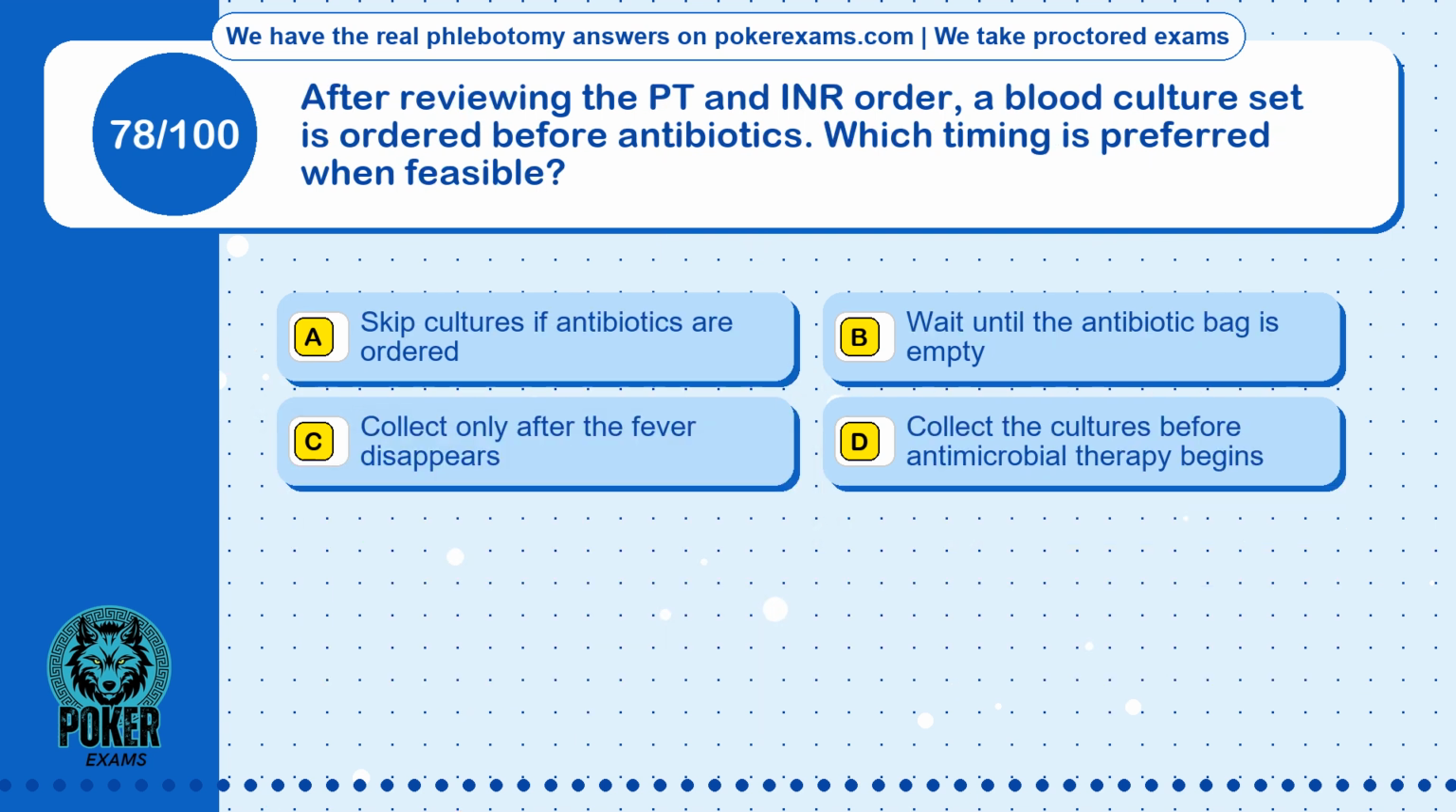Question 78. After reviewing the patient and INR order, a blood culture set is ordered before antibiotics. Which timing is preferred when feasible? Option A. Skip cultures if antibiotics are ordered. Option B. Wait until the antibiotic bag is empty. Option C. Collect only after the fever disappears. Option D. Collect the cultures before antimicrobial therapy begins.